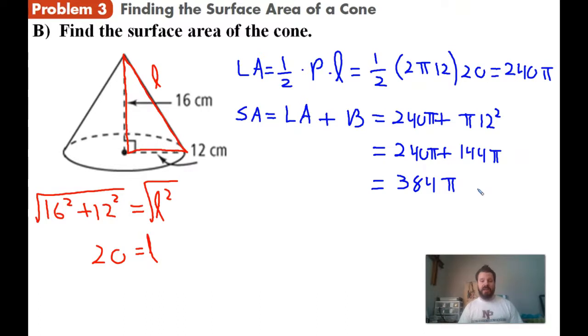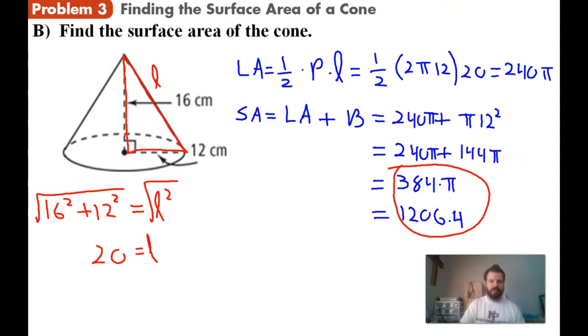All right, now if MathXL asks for the answer in terms of pi, we can leave it like this. Otherwise, if we want to round the answer like we did with the last problem, just multiply 384 times the pi, and that'll give us a 1206.4, we could say. And either of these would work as an answer depending on what the question is looking for.